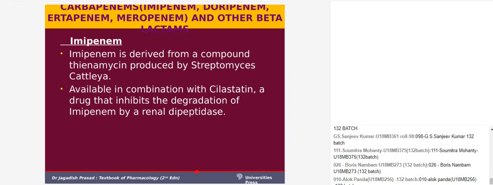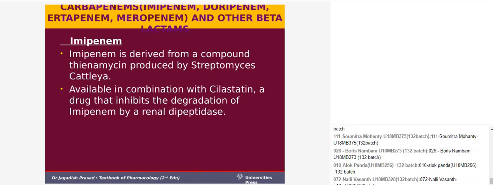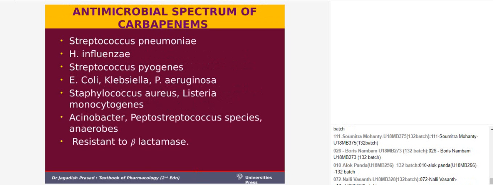Okay, so the antimicrobial spectrum of imipenem is effective against a wide range of microorganisms, including pneumoniae, influenzae, pyogenes, E. coli, Klebsiella, aeruginosa, aureus, monocytogenes, Streptococcus species. If you see the uses of imipenem, it is indicated in the treatment of mild to moderate infections. It is also indicated in severe or life-threatening infections such as bacterial endocarditis.